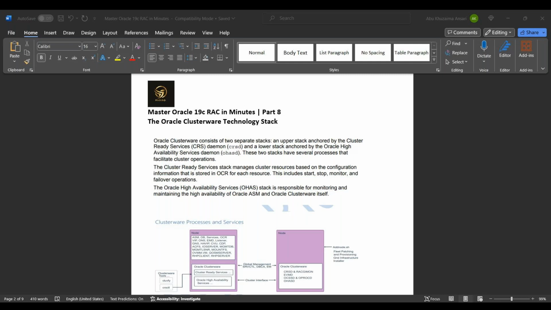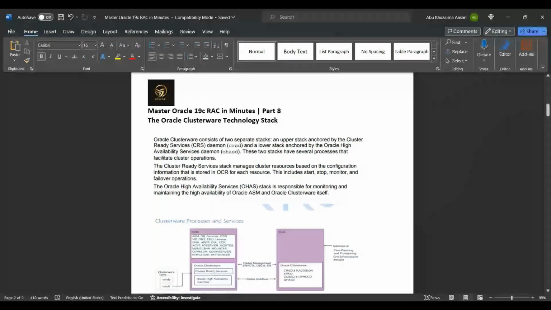And the first one, the Cluster Ready Services stack, basically manages the cluster resources based on the configuration information that is stored in the OCR for each resource. And this includes start, stop, monitor, and failover operations. And the Oracle High Availability Services stack, that is OHAS, is responsible for monitoring and maintaining the high availability of Oracle ASM and Oracle Clusterware itself.